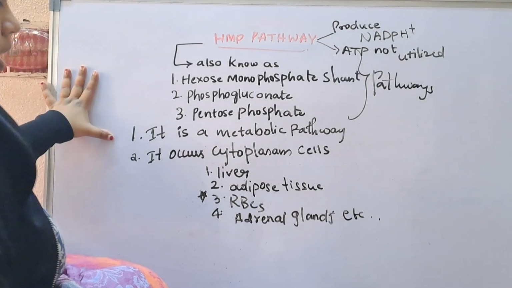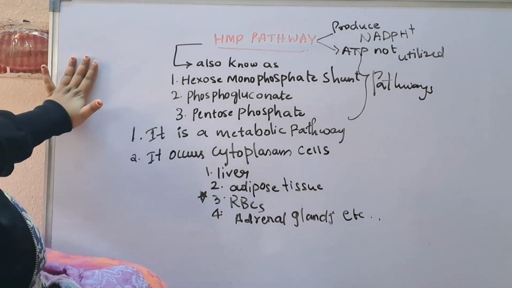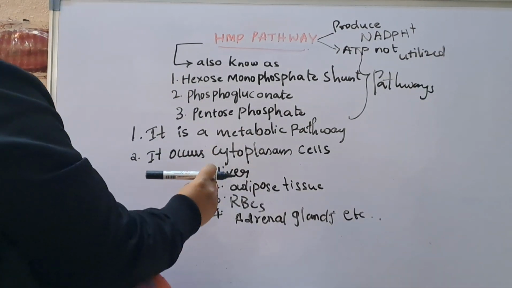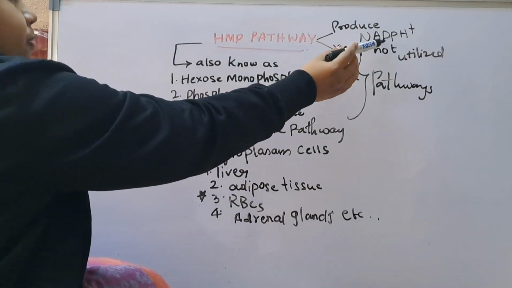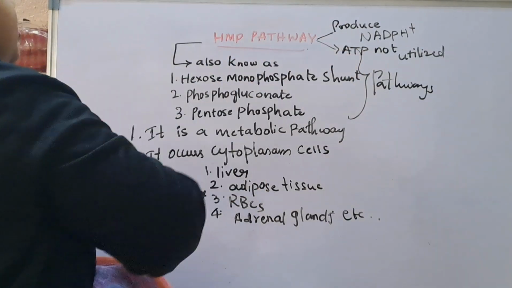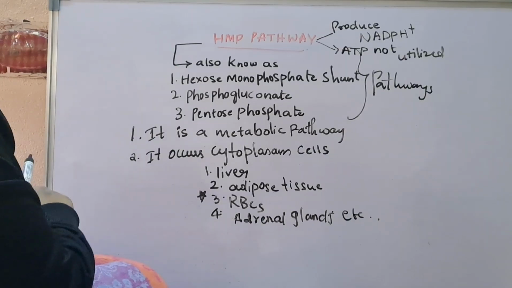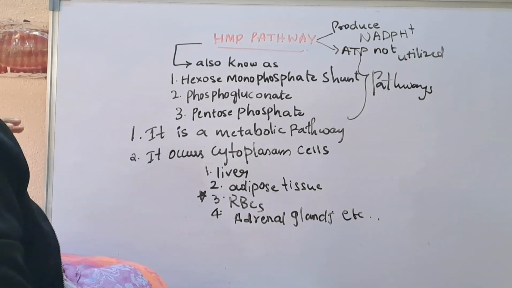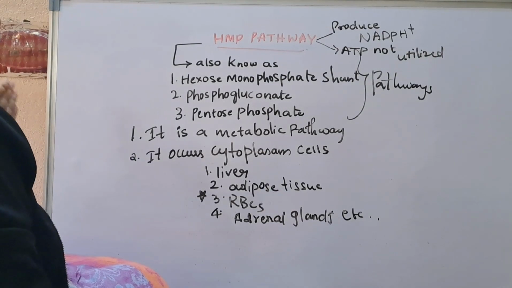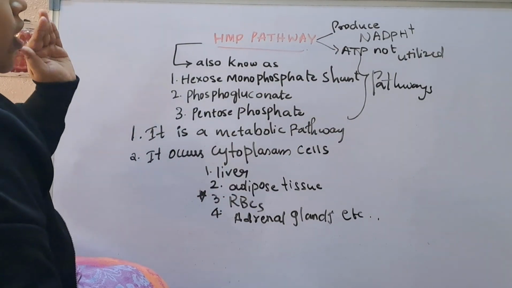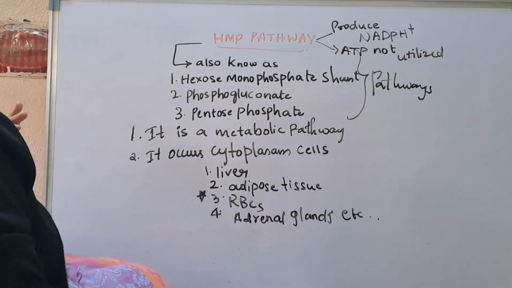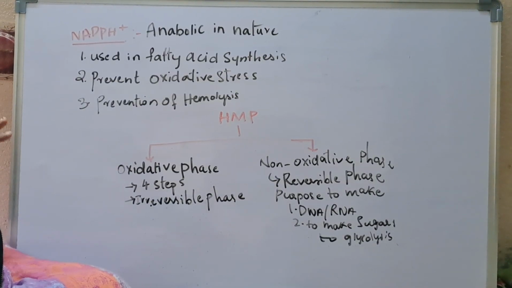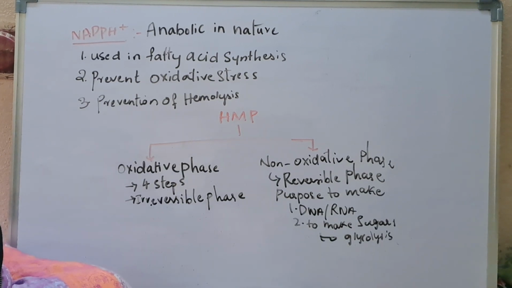Okay, and one of the main important things we have to know is that in the HMP pathway NADPH plus is produced, right? Why? What is the purpose of this NADPH plus? We also have to know what steps are involved in this pathway, why we are doing this, and what the nature of this pathway is. So now we are looking into what the purpose of NADPH plus is.